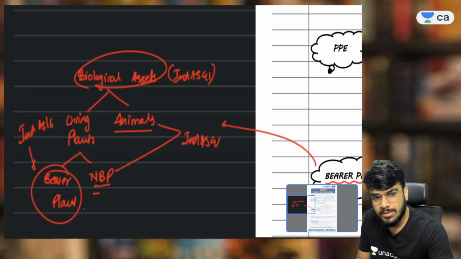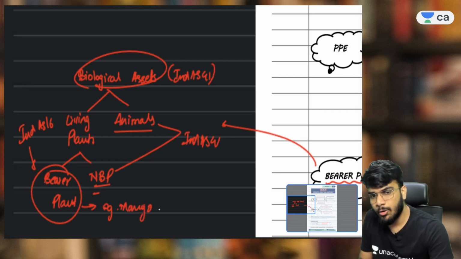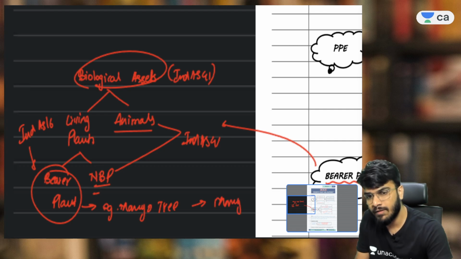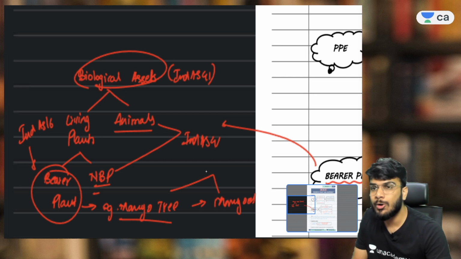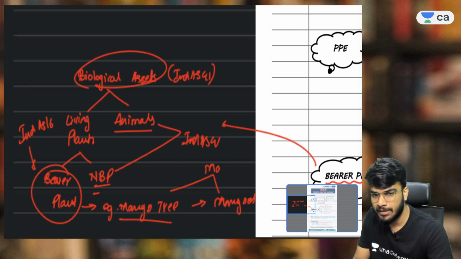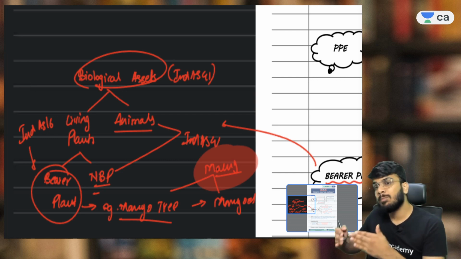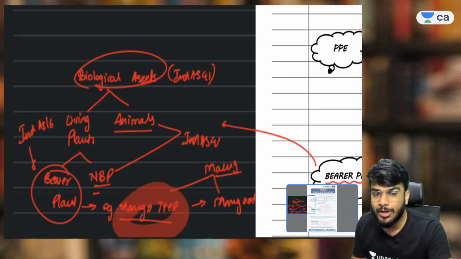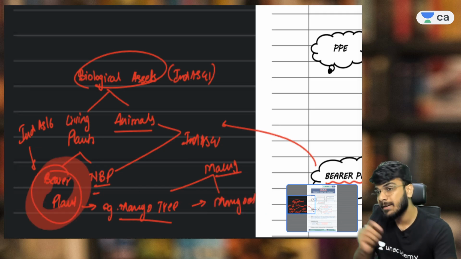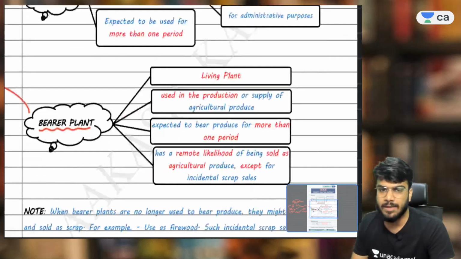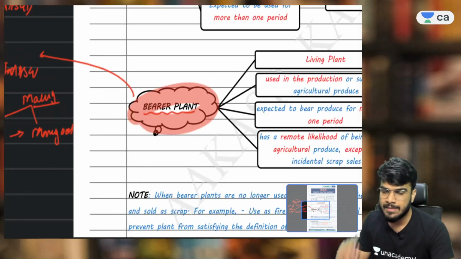Why? Because let's say for example we have a bearer plant which is a mango tree. Now mango tree has a life of more than 1 year. That means it is going to give mangoes for more than 1 year. So for a farmer, this mango tree is very much similar to a machinery. So like a machinery gives us output for more than one period, this mango tree will give mangoes to the farmer for more than one period. That means this bearer plant is like a machine for the farmer. That is why the bearer plants are covered under IND AS 16, right?